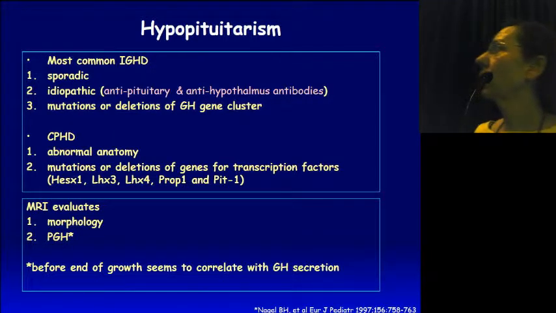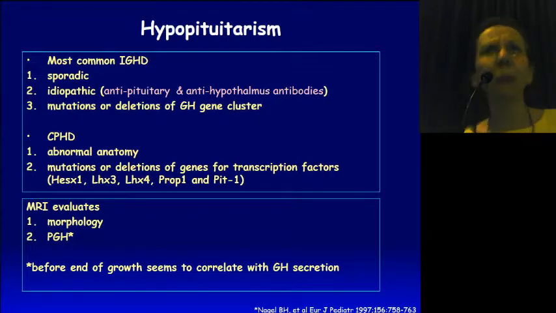And of course, there are genetic causes, mutations or deletions of the growth hormone gene cluster, because this is a cluster of genes. And the most severe is the combined pituitary adenohypophyseal deficiency, and this may be associated with abnormal anatomy, abnormal morphology of the hypothalamus-pituitary axis, or it may be due to mutations or deletions of genes concerning transcription factors, and we will focus on this one, which is the most common.